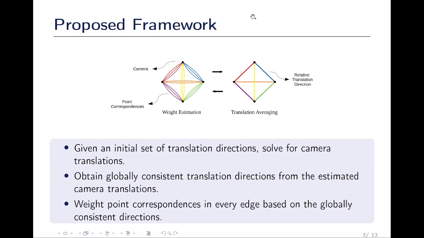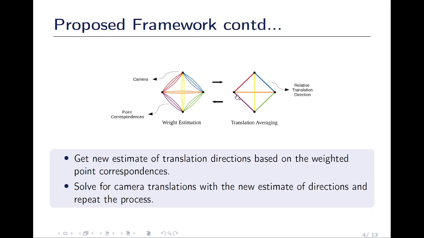Given these ideas, we propose a framework to incorporate point correspondence in the problem. Given a set of initial translation directions, generally obtained from epipolar geometry, we first solve for camera translations. Then we obtain a globally consistent translation direction from the estimated camera translations. These globally consistent directions are better compared to the epipolar geometric estimate due to the global view instead of the limited two view case in epipolar geometry. Using these globally consistent directions, we weight each point correspondence on every edge. And from these weighted point correspondences, we re-estimate the relative translation direction and then solve for translations.